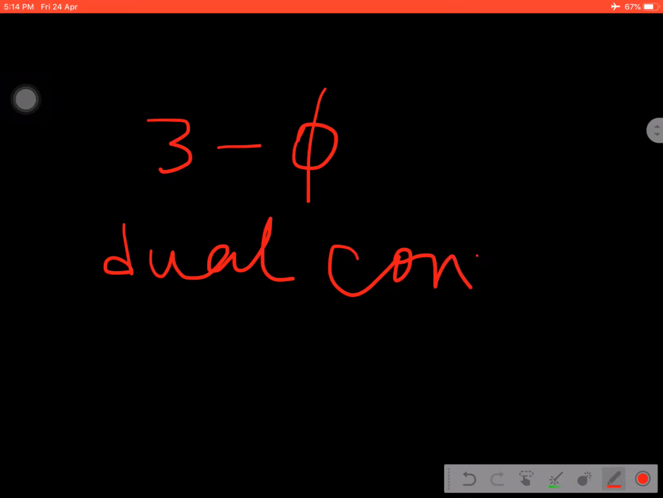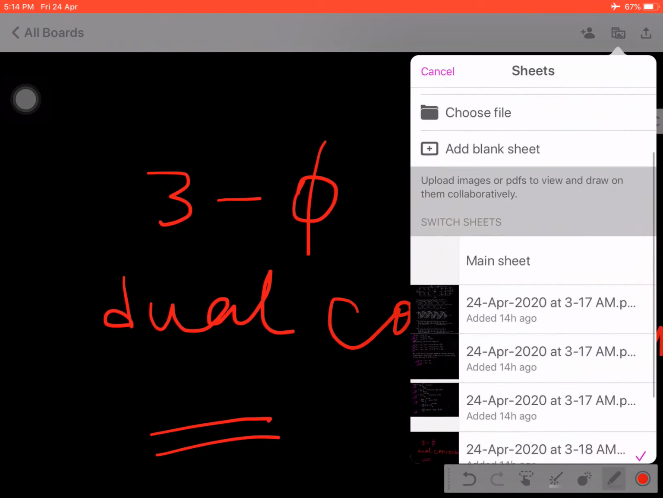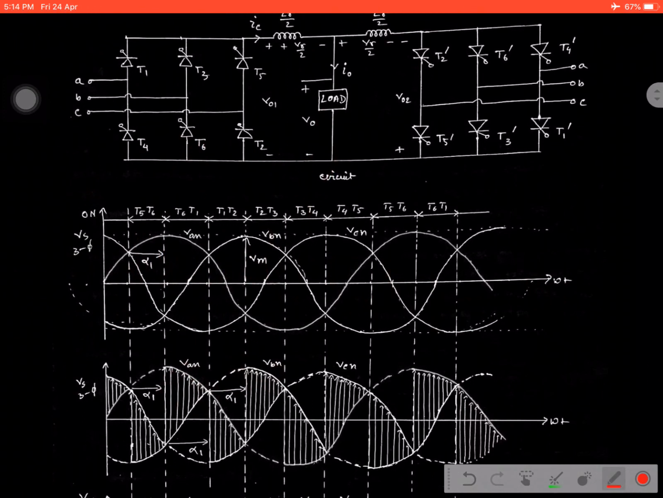Here I am presenting the topic on three-phase dual converter. First, we should know what is the utility of it for industry purpose. So before going to enter this topic, go through the circuit diagram first.